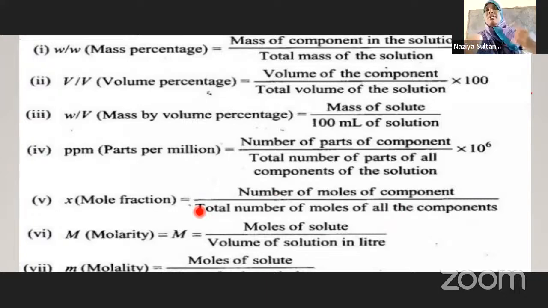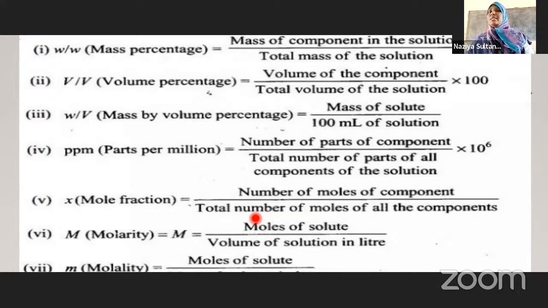Whenever you are going to solve numericals based on mole fraction, the first thing you have to know is the atomic weights of the elements thoroughly. If you know the atomic weights, you will be able to calculate the molecular weights. Again, while calculating molecular weights, you have to know the correct formula of the compound. Until and unless you know the correct formula, you will not be able to do it.